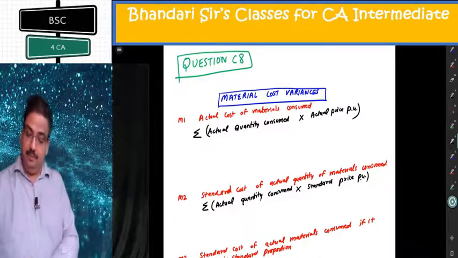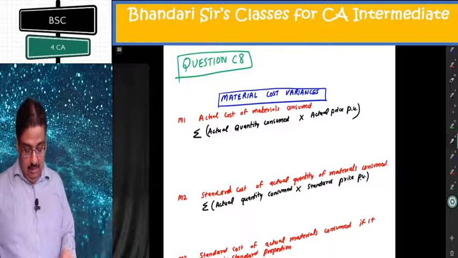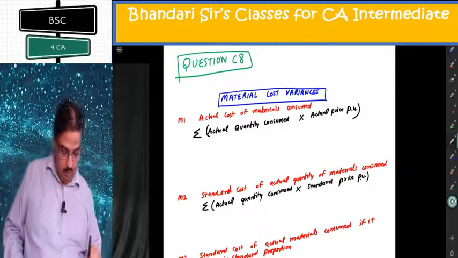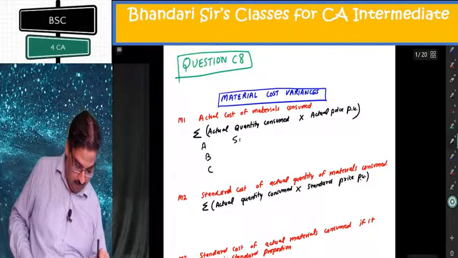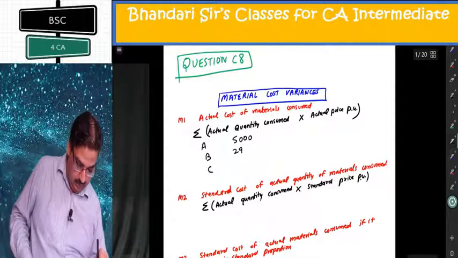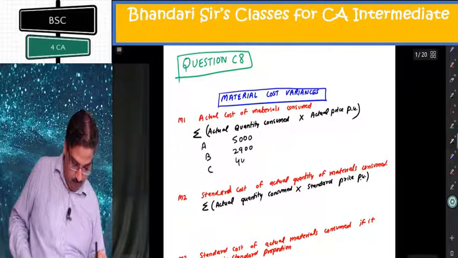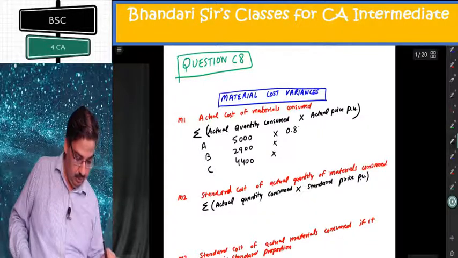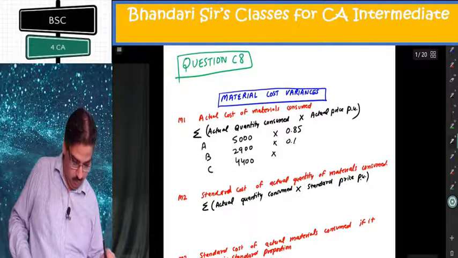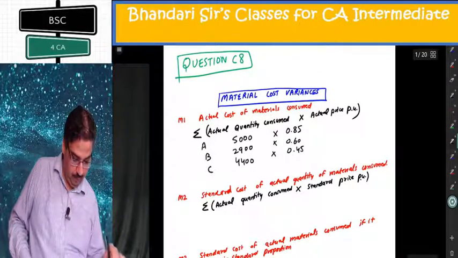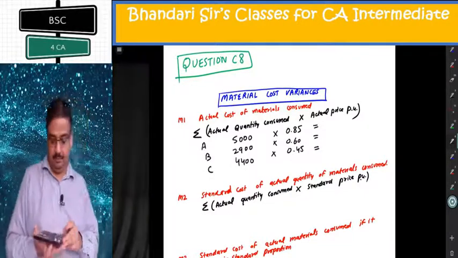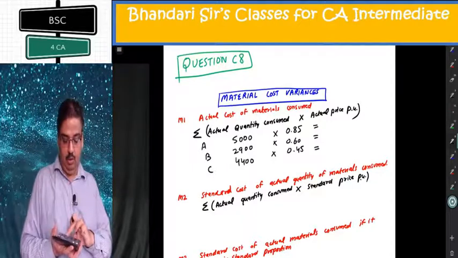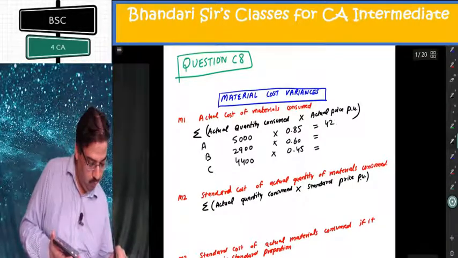You are given in the last table the actual details. So A, B, C are three materials. Their actual quantity is given: 5,000, 2,900 and 4,400. Multiply with actual rates 0.85, 0.60, 0.45. Multiply and add, you will get M1 easily. 5,000 into 0.85, 4250.